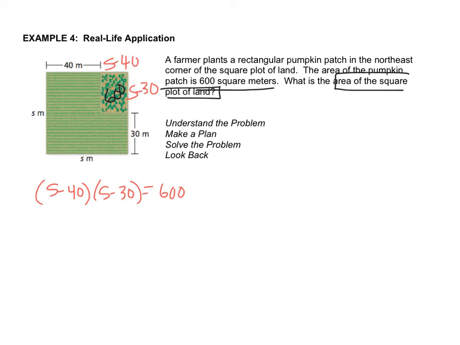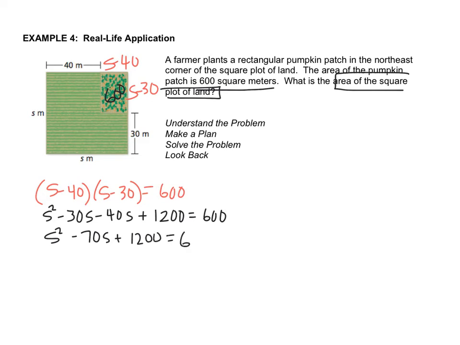So how does that help me, right? I can multiply these two binomials. Hey, why not? I'm not really sure where to go, so let's just do it. This would give me S squared minus 30S minus 40S plus 1200 equals 600. Now I'm going to combine all my like terms. S squared minus 70S plus 1200 equals 600.